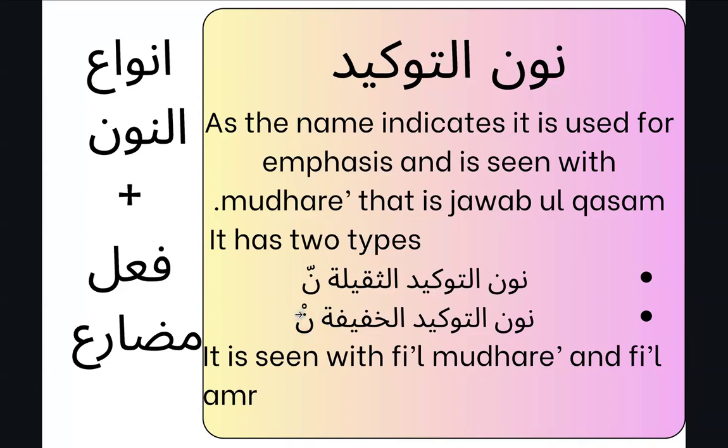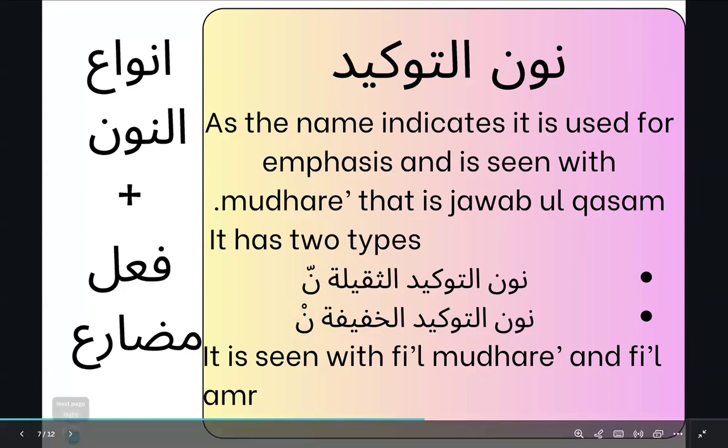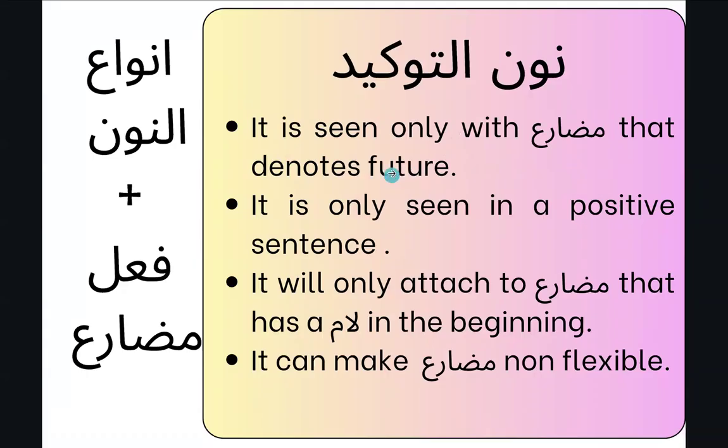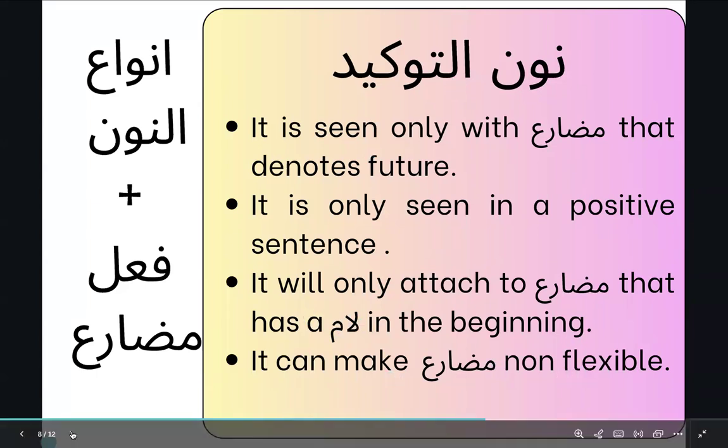Nunu tokid can also be seen with failul amr. Nunu tokid comes with fail mudare when fail mudare denotes future. It is only going to be seen with fail mudare when it is a positive sentence. It is only going to attach to fail mudare when mudare has lam in the beginning. Remember, this nunu tokid can make mudare non-flexible.